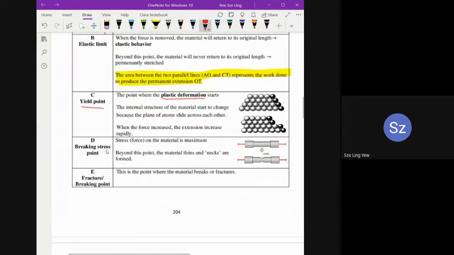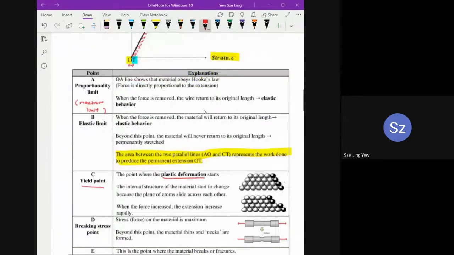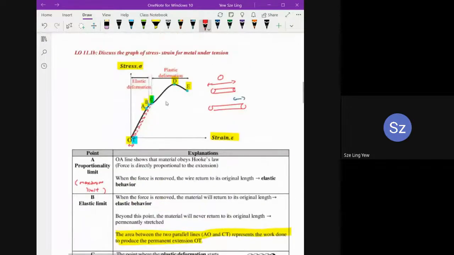So at point C, the atoms just slide. Maybe the whole object becomes thinner, just like when you stretch a rubber band, it becomes thinner. So if you keep stretching it, eventually the object will reach point D. The plastic deformation continues from point C, and if you keep stretching it, it will reach point D.